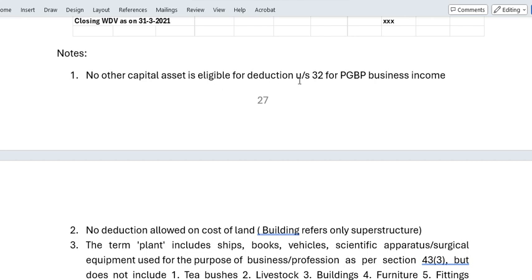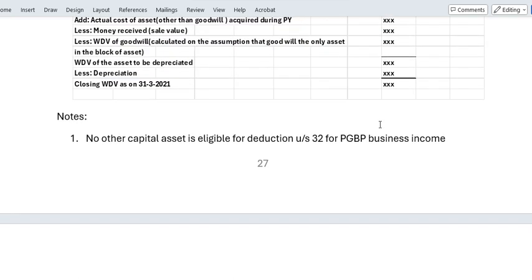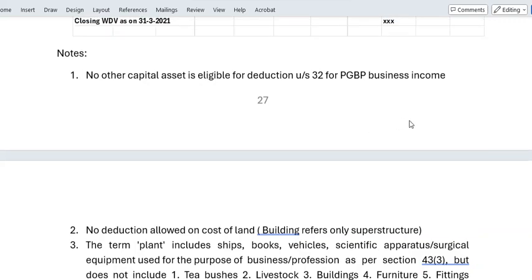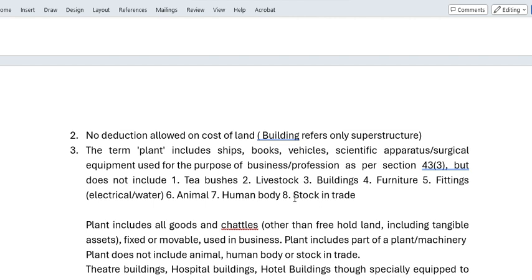So no other capital asset is eligible for deduction under section 32 PGBP business income. Only those classes we discussed are eligible for PGBP depreciation deduction. Now, when we talk about building, that does not include the land. The value of land is to be deducted from that. Land is actually not depreciable, it is appreciable. Therefore, on land we will not get depreciation. Then, as per section 43(3), plant includes ships, books, vehicles, scientific apparatus, surgical equipment used for the purpose of business or profession. A lot of things are included, but it does not include tea bushes, livestock, buildings, furniture, fittings.